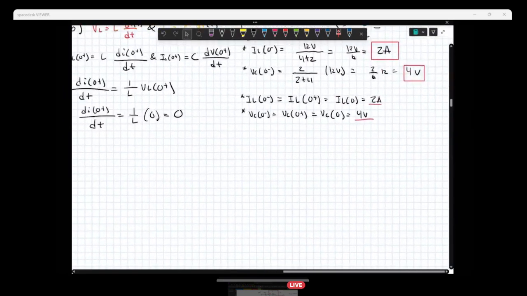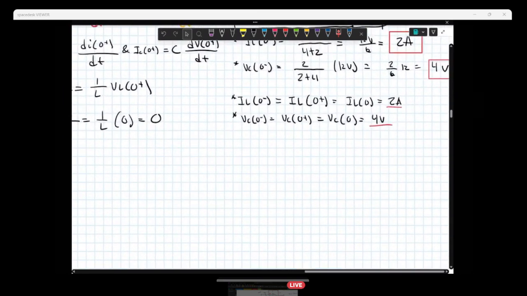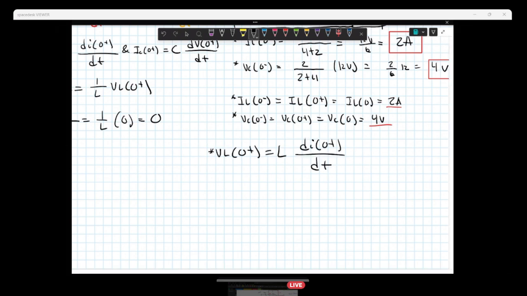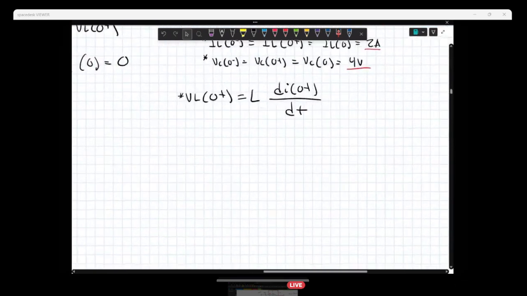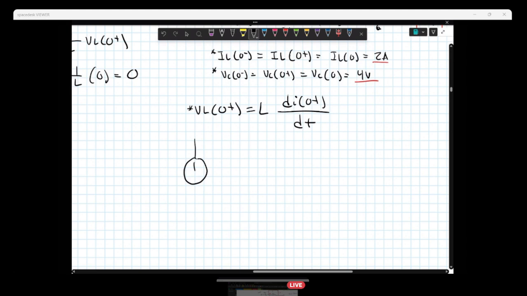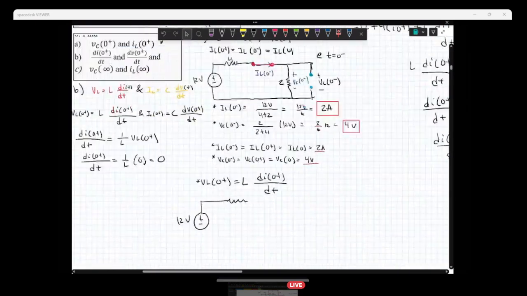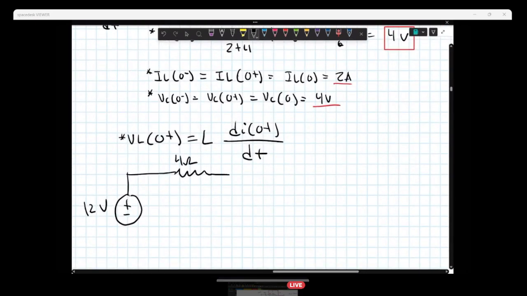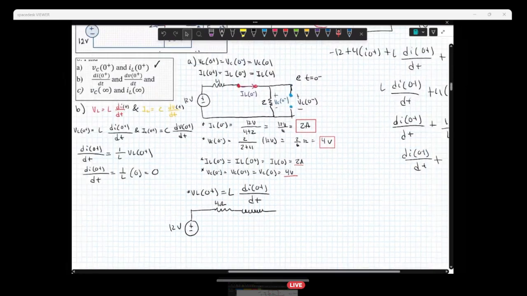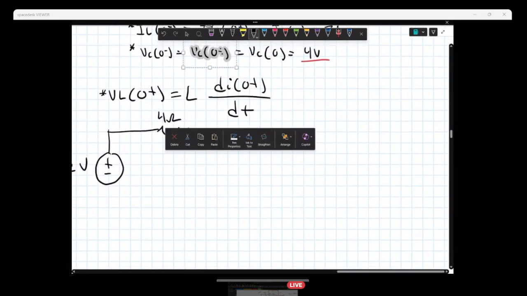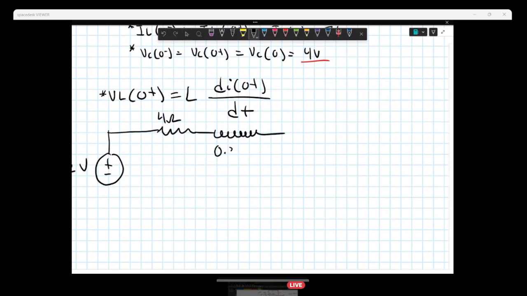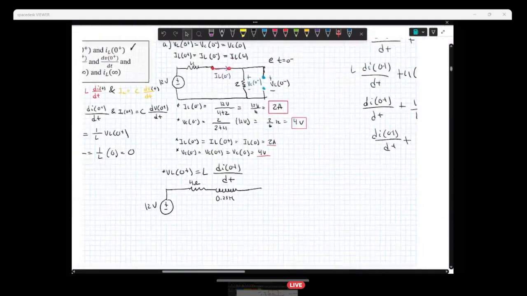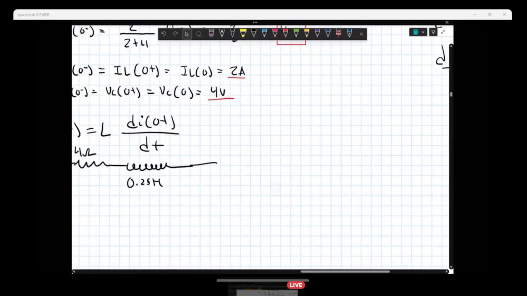Okay. So for now, I'm just trying to solve for this. I know VL of 0 plus, which is equal to L di of 0 plus over dt. That means I'm going to draw the state of the circuit at 0 plus. So I'm going to redraw the circuit. This is plus minus 12 volts. This is 4 ohms. I don't know why she doesn't write it in her slides. This is 0.25 henry. The switch is flipped up, so it doesn't go that way, and then you have this.